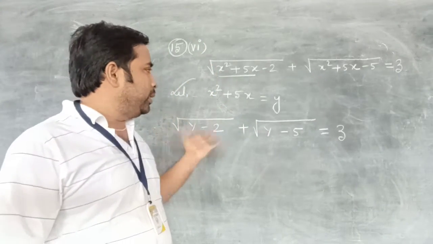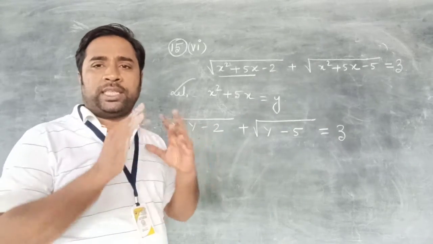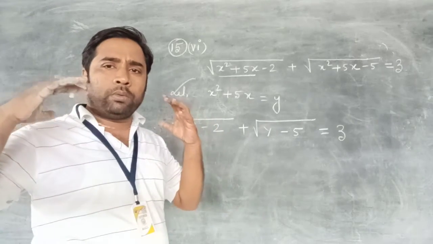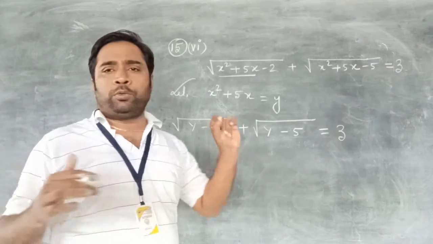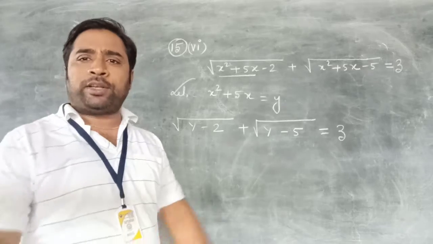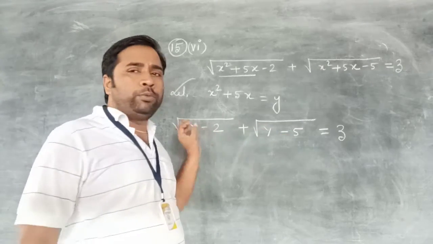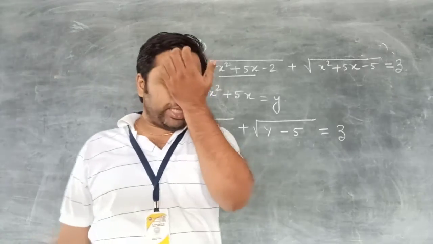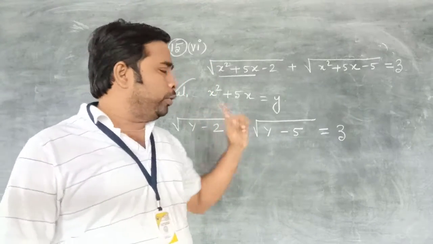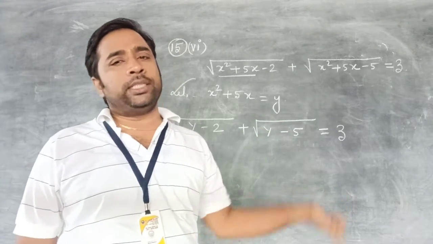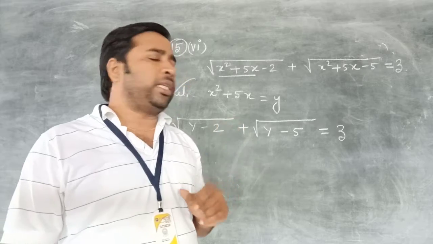Remember one more rule here. Here we have seen that there are two root over signs. Whenever there are two root over signs, you always have to do what? One root over should be shifted on the right hand side. After that only you shall make square on both sides. Directly you do not make square on both sides, otherwise you have to face problems. One part you will shift on the right hand side, then you make square on both sides.